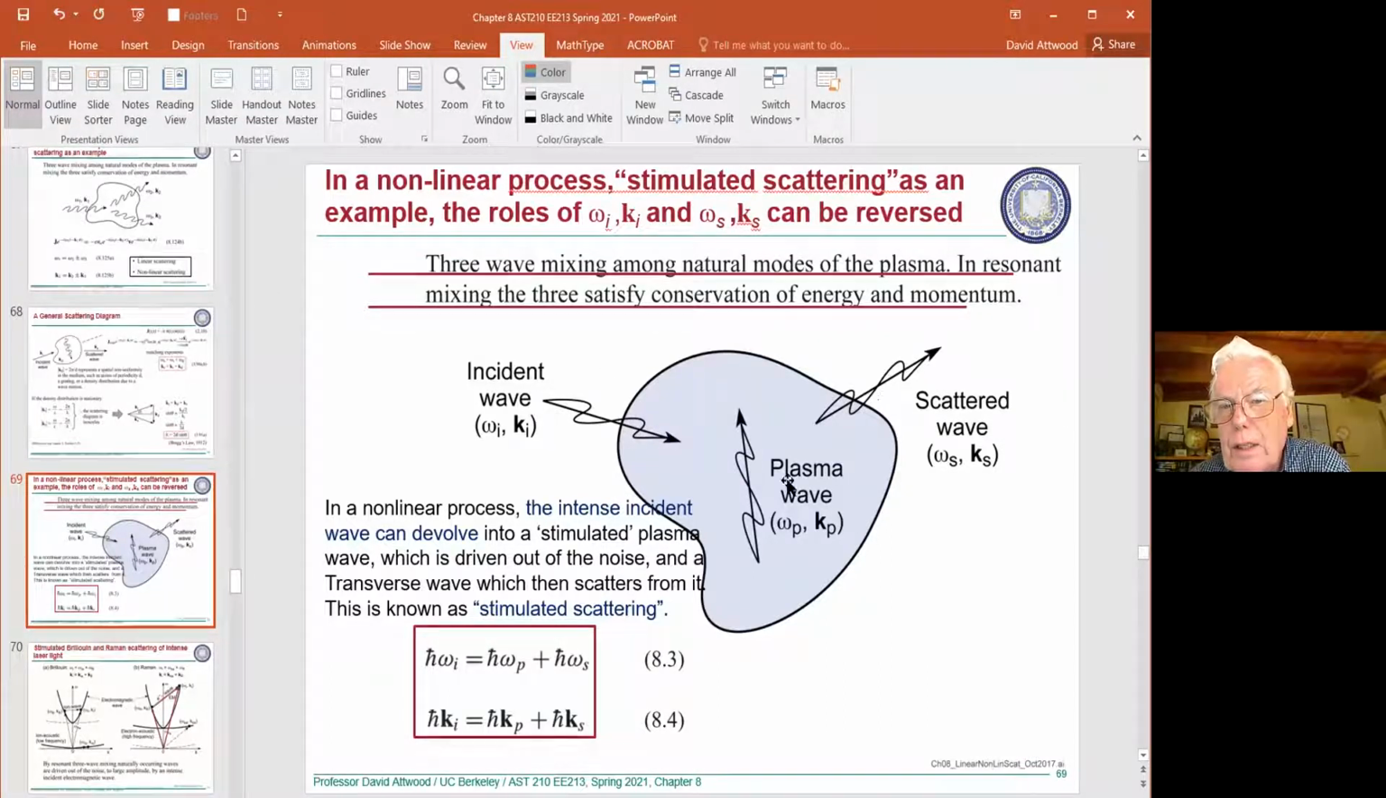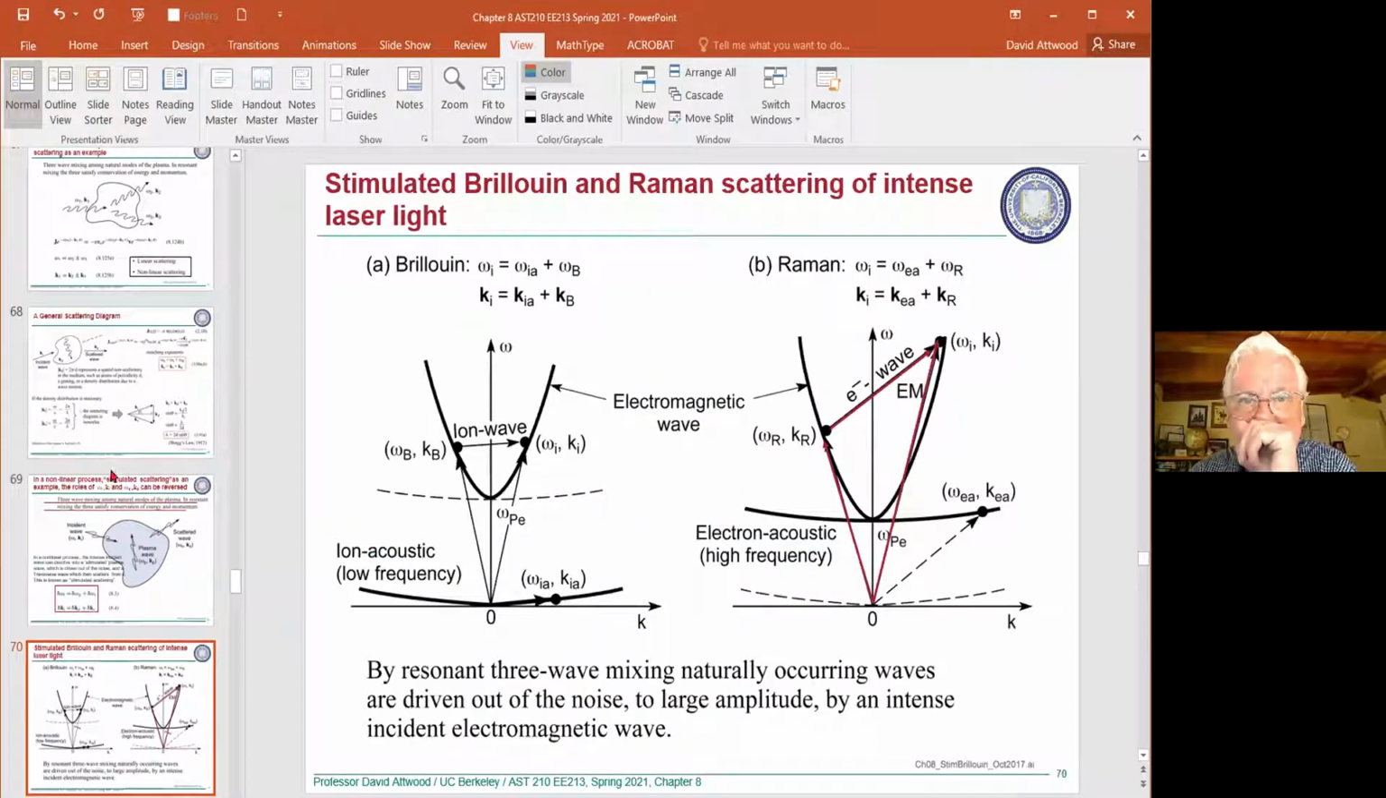These two waves, they both have to be there together. There is a three-wave process, and it only works that way. And this is the vector relation. These are the energy and momentum equations. So then here, specific to plasmas, here are two processes.